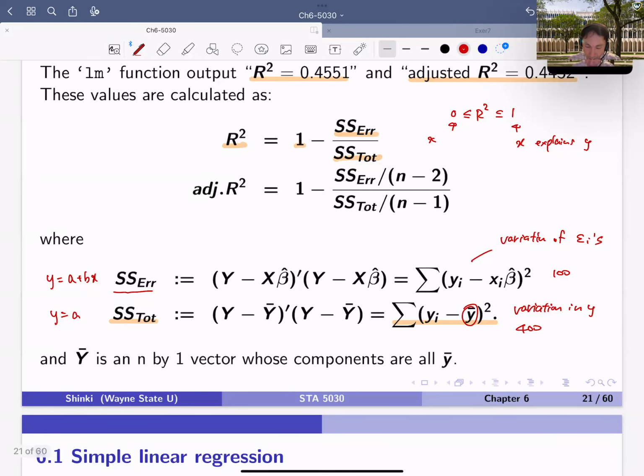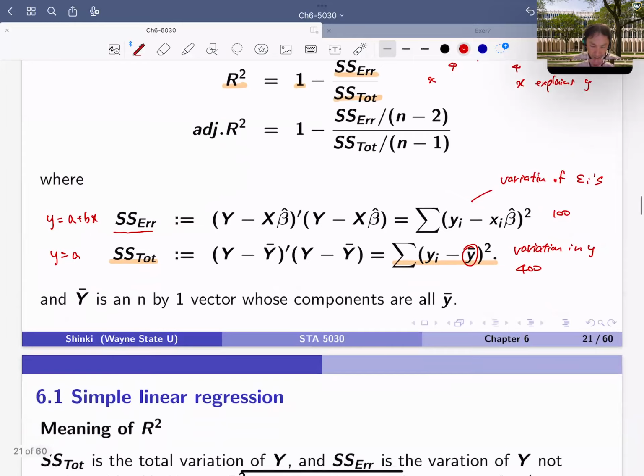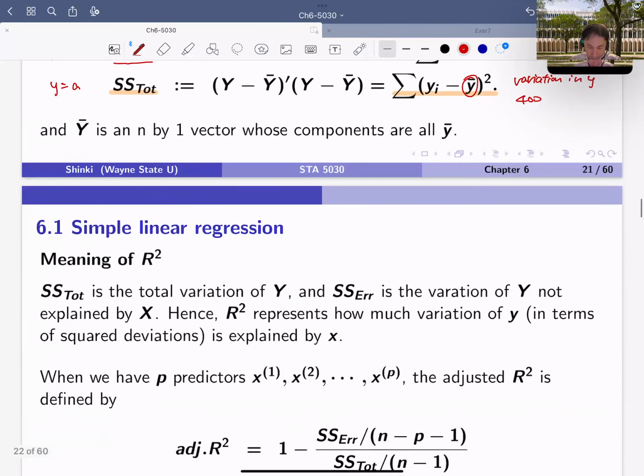X doesn't have any explanation to y. X does not explain y at all. So that is the fact.